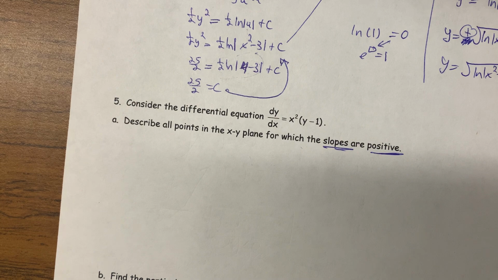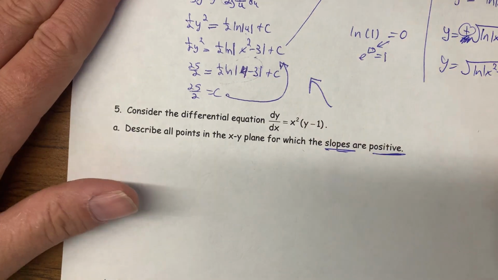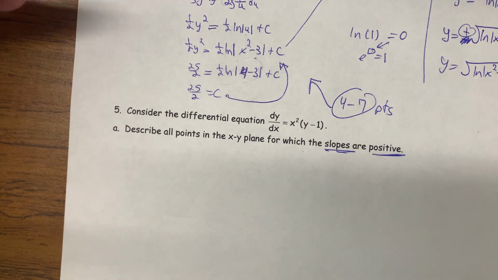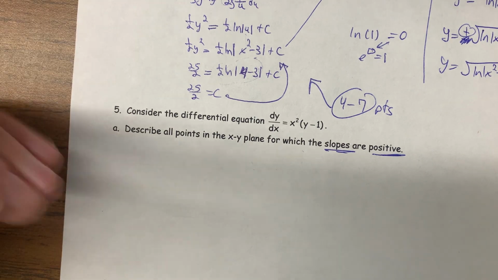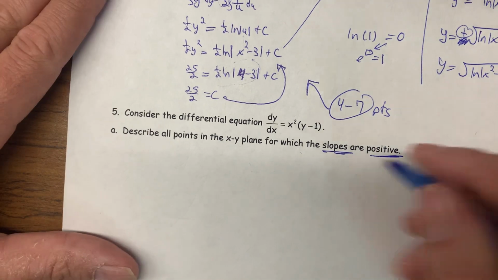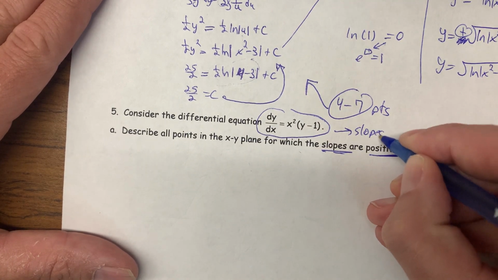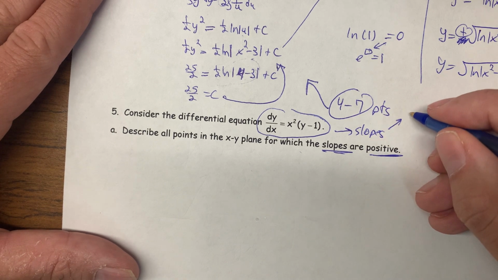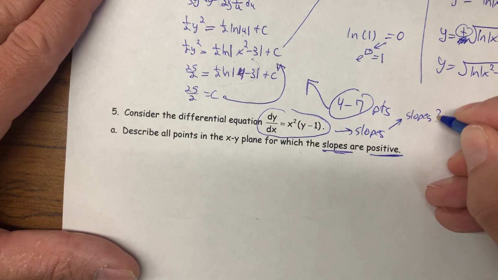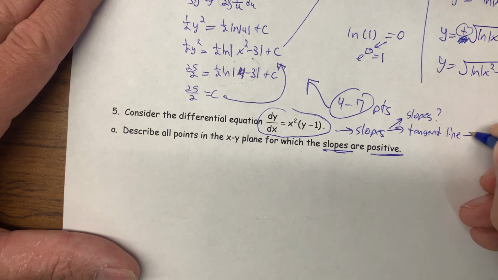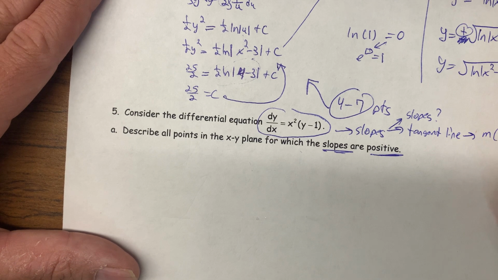Now, on the differential equation free response problem, solving the differential equation is always worth between like 4 and 7 points, okay? But there's a couple extra points missing. And so the question is, what sort of questions will they ask you? Well, remember that a differential equation is telling you about the slopes. So some common questions are about the slopes, or about a tangent line, because the derivative can tell you what the slope is, right?